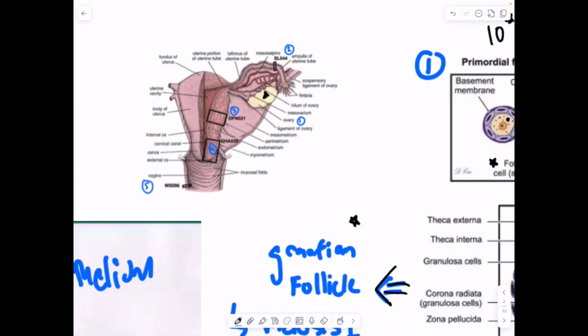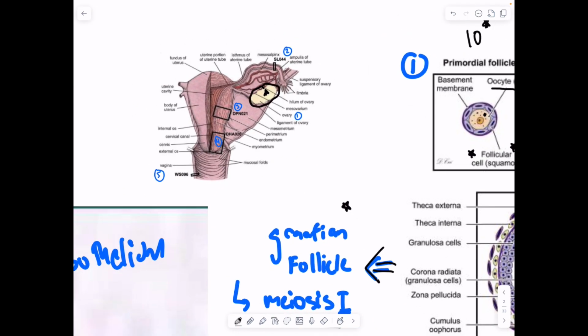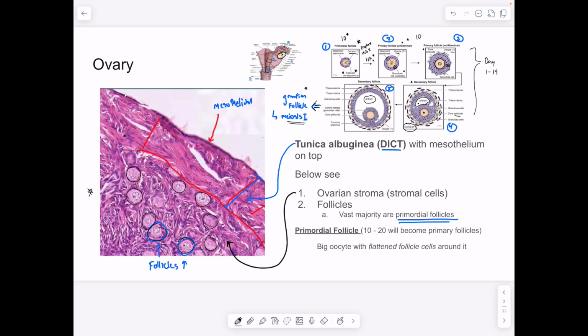We're looking at the ovary itself, and inside of the ovary we have this nice cross section with our follicles. So on this ovary, more superficial to the follicles, we have this layer of dense irregular connective tissue called the tunica albuginea, and on top of that you're going to have a mesothelium. All right, deep to the tunica albuginea we do have our follicles.